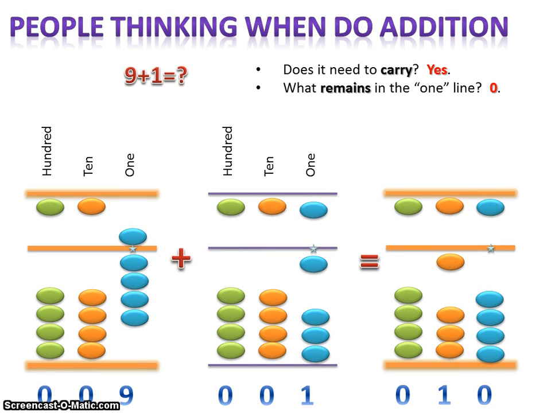Now let's go back to our human being's brain. How do we do addition? There is an example, 9 plus 1. Usually we think about 2 questions. First one is, does it need to carry? In this case, the answer is yes. And the second, what remains in the 1 line? It's 0. The abacus can show the thinking path of our brain.